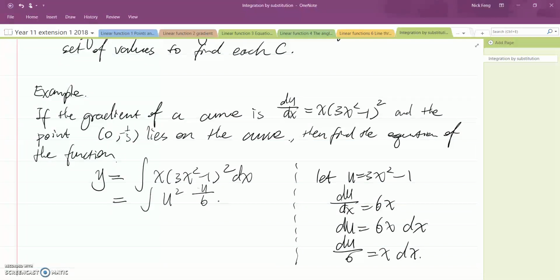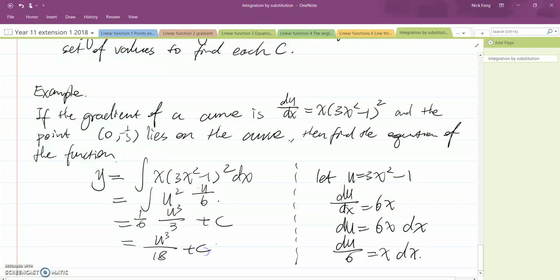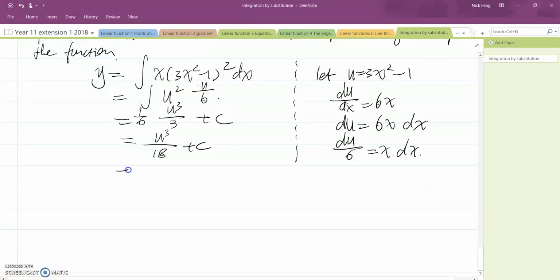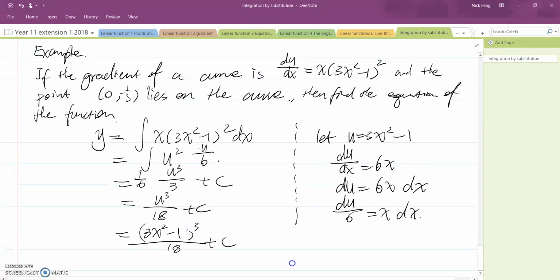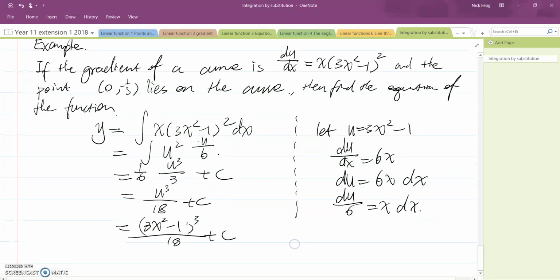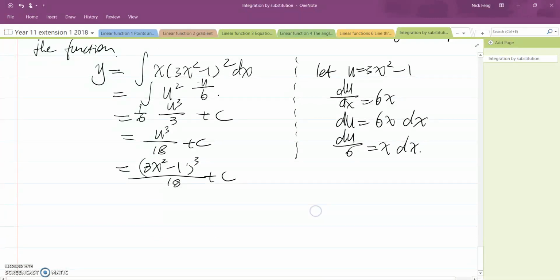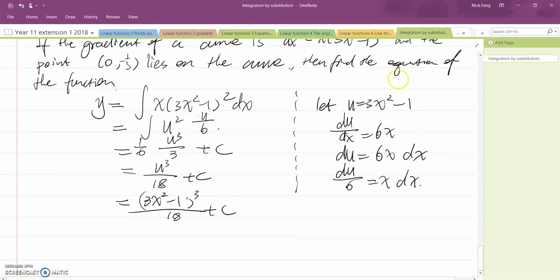All right. So in this case, if you integrate it, that will give us 1 on 6, u cubed on 3, plus c. That is u to the power of 3 on 18 plus c. All right, so remember, that's not the end of the question. We need to change it back into x. Now we are looking for the equation. That's not the equation because you still got a plus c there.